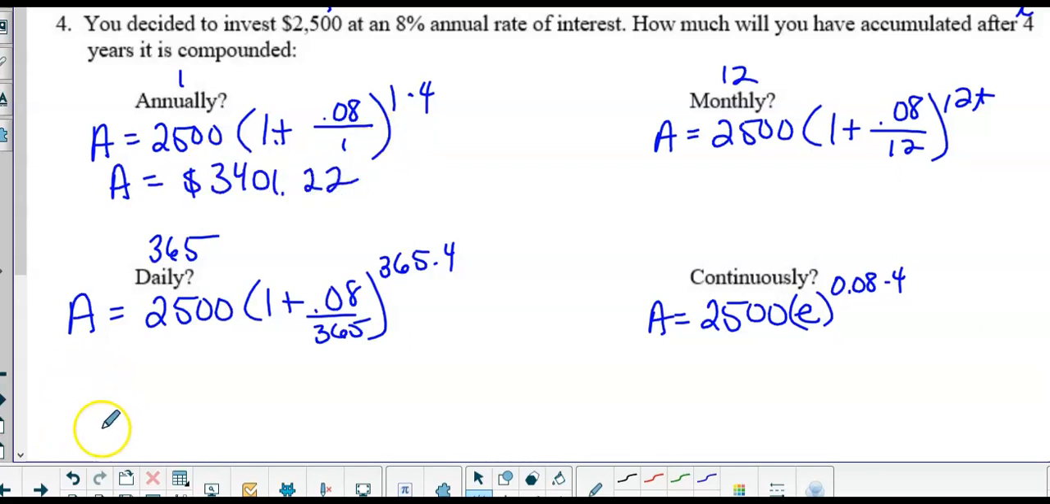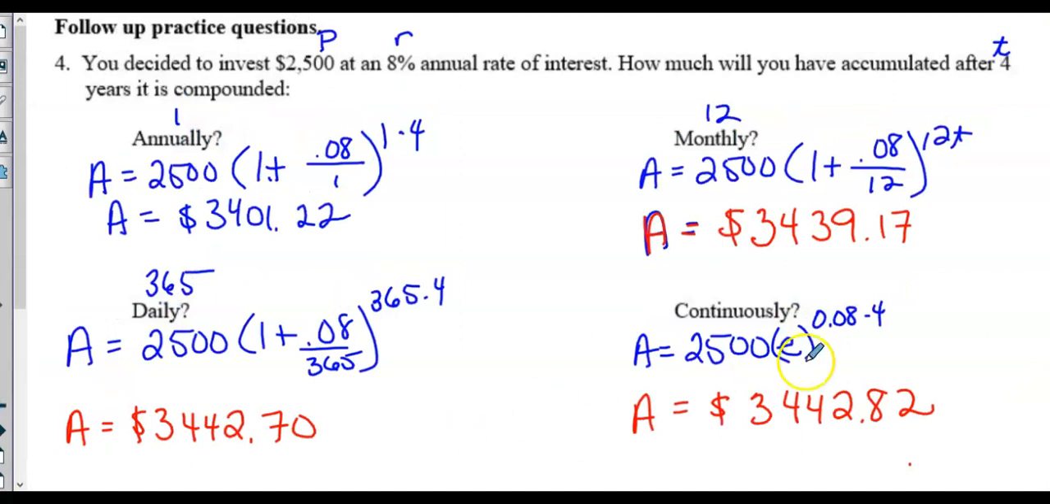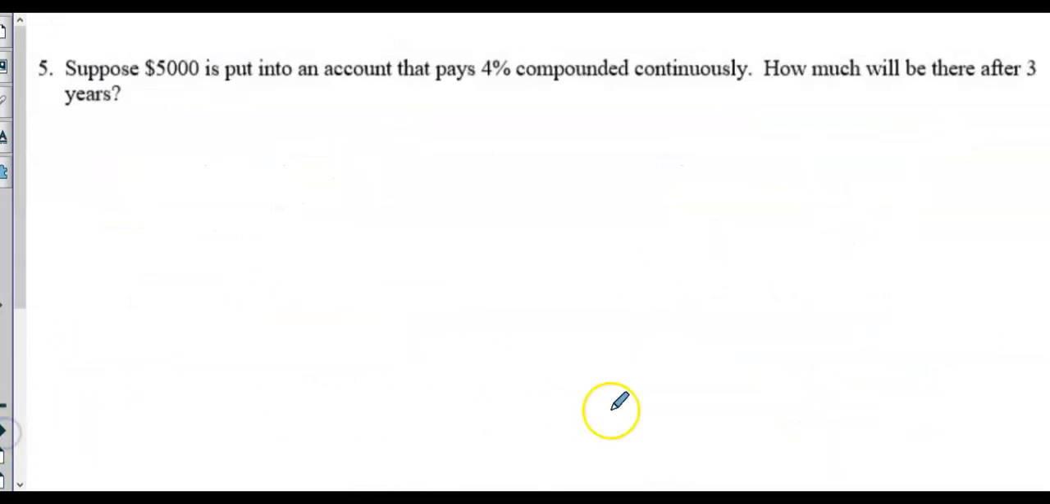I'm going to pause it and I'll put the rest of the answers in. Okay, so in red are the answers to these. Not a huge difference, but still, compounded continuously is still going to be your best bet for investing your money. Number 5, suppose $5,000 is put into an account, pays 4% compounded continuously. How much is there after 3 years?